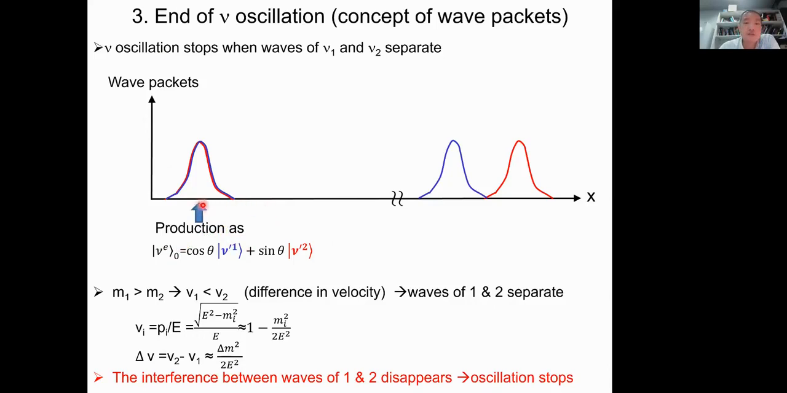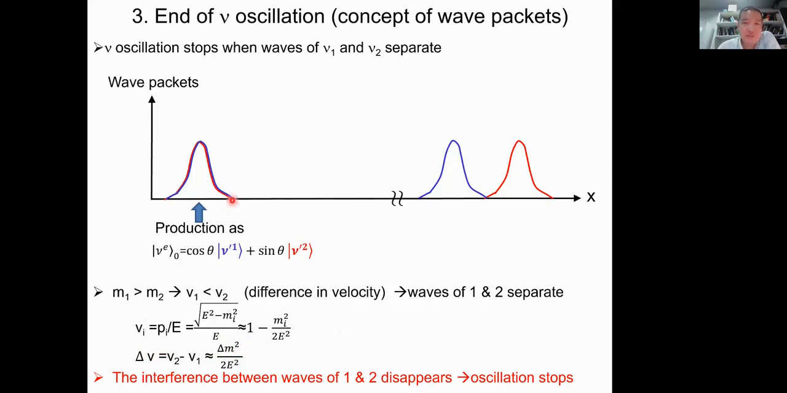And propagation starts partially as nu1 and partially as nu2. These different mass eigenstates have different mass, so they have different velocities. For example, velocity is given by this approximate equation. Here, the ultra-relativistic limit is taken. Because of this relation, the velocity difference between eigenstates 2 and 1 is given by this form, proportional to the mass squared difference.